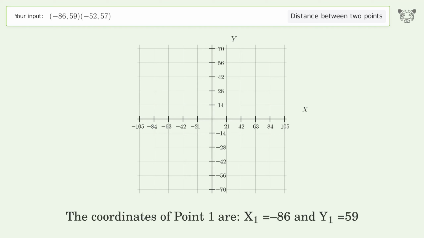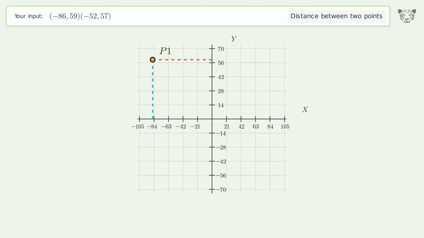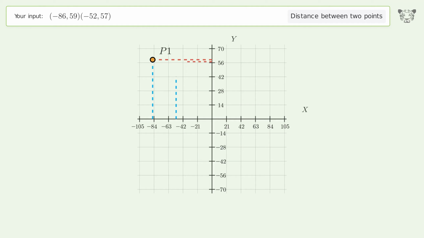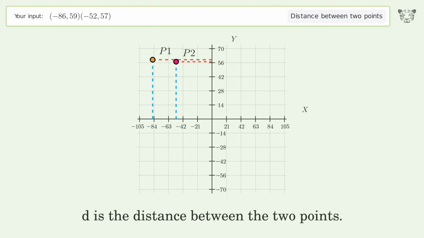The coordinates of point 1 are x1 equals -86 and y1 equals 59. The coordinates of point 2 are x2 equals -52 and y2 equals 57. D is the distance between the 2 points.